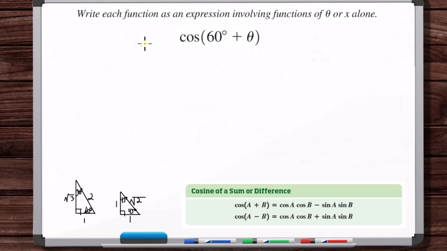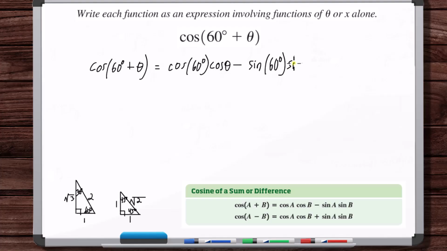All right, what about cosine 60 plus theta? So another cosine for some reason. So that's cosine of 60 cosine theta minus sine 60 sine theta. Okay, cosine 60 is 1/2. Sine 60 is root 3 over 2. And there we go.